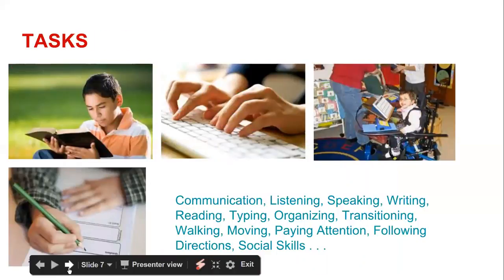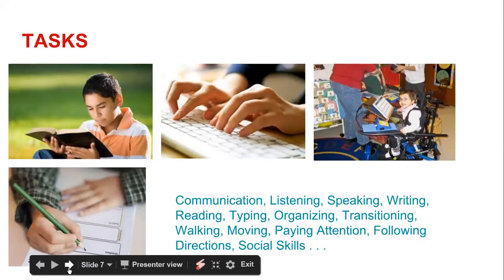All right, tasks. There are a lot of tasks that we're asking students to complete through the course of the school day. We're asking them to communicate, to listen, to speak, to write, reading, typing, organizing. They have to transition, they have to move around and pay attention and follow directions. And the social skill list goes on and on: being able to socially interact with each other, socially interact with adults, knowing what the social rules are. So there are many, many tasks that students are being asked to do. And it's very, very helpful in the SETT framework if you identify those tasks that the student can do very well, and then identify the tasks that the student has difficulty with.